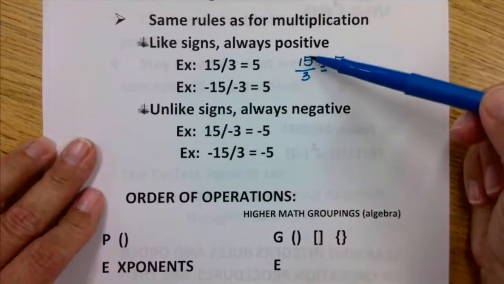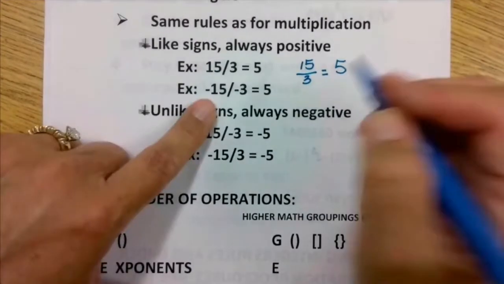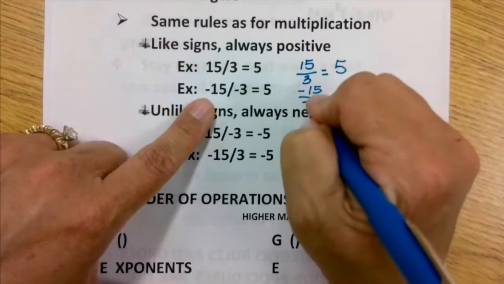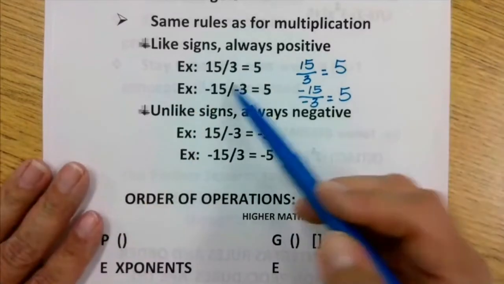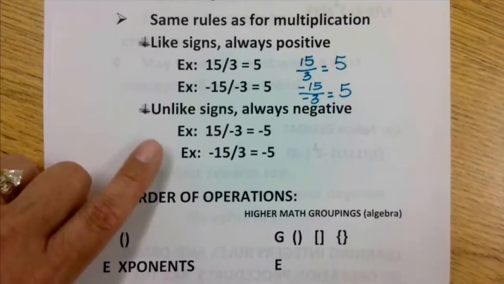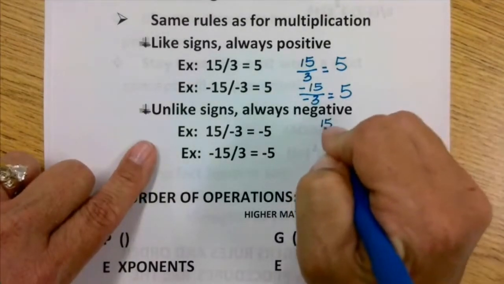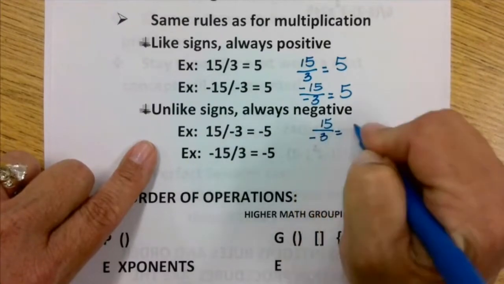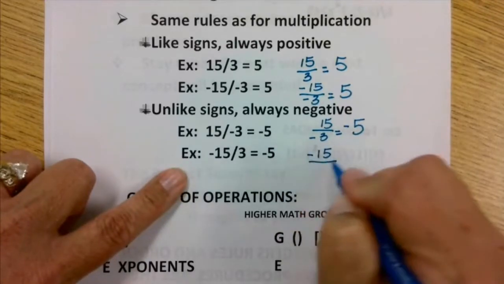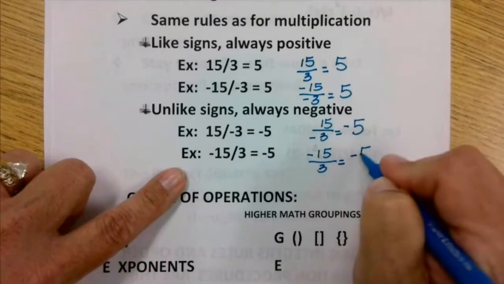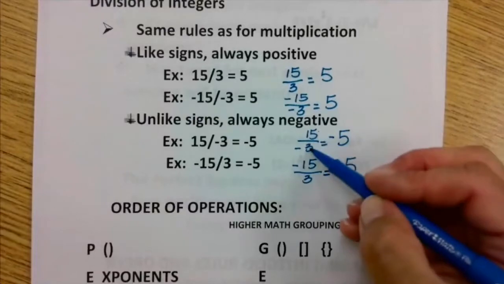So we have our like signs, 15 divided by 3, which equals a positive 5. Or if we have negative 15 divided by negative 3, it equals a positive 5. So either way, it still means the same thing. When we have unlike signs, our answers are always going to be negative. 15 divided by negative 3 equals negative 5. And then we have negative 15 divided by 3, and that equals negative 5. It doesn't matter where our negative sign is in the numerator or denominator.